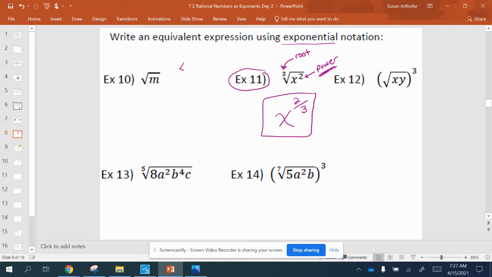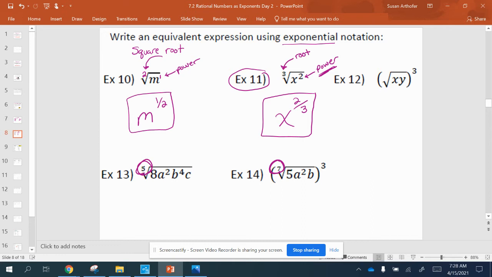Now I'm going to go over to this one. Well, where are all the numbers, Miss Arthofer? Well, they're all hidden. This is a square root, and yesterday I really emphasized that if you do not see the root number, like here's a 5th root, here's a 7th root, it's a square root. You have to know that it's a hidden 2 and fill that in. And how many m's are there? Just one, so it's to the first power. So there's your power, there's your root. You write m to the 1/2, power over root.